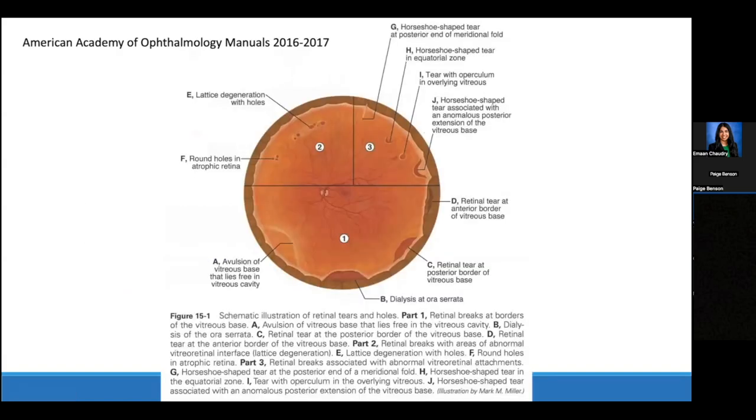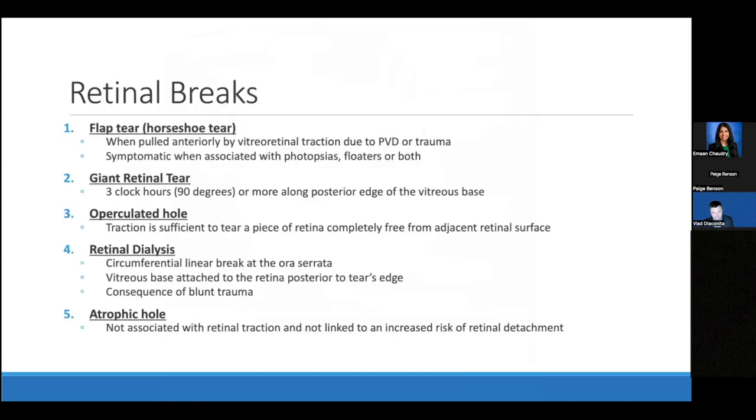To give you an example, this is again from the American Academy. This is Mark Miller. He does a lot of great stuff. I've never met the person, but he has taught a lot of people through his drawings. And this is an example of the many types of lesions, retinal things that can cause detachments. Anywhere from holes to lattice degeneration with holes to horseshoe tears, operculum, et cetera, dialysis at the bottom. So all of these things can cause a detachment.